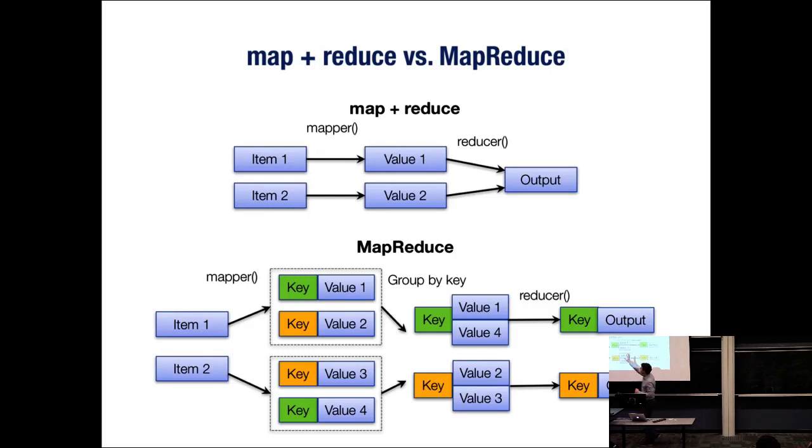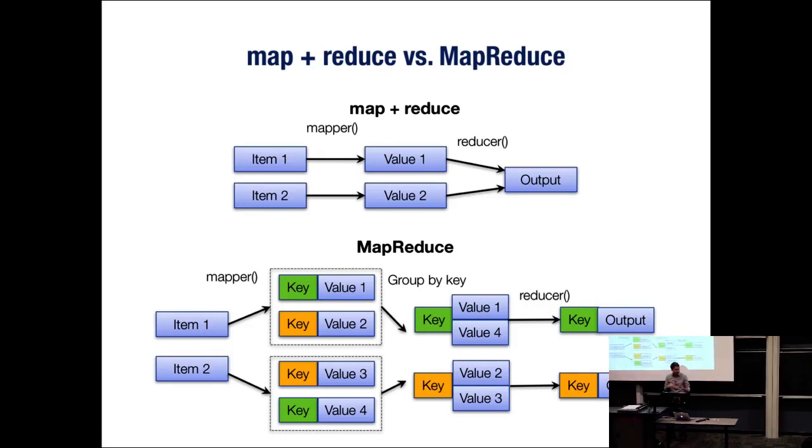In map plus reduce, we have our items. We apply the mapper. We get these values, one for each item, and then we reduce, and we get one output. In MapReduce, we take a single item, and we produce a list of different keys and values. There can be multiple keys that are the same. So each individual list the mapper generates can have multiple keys that are the same, and there can be shared keys over multiple different mapper executions.